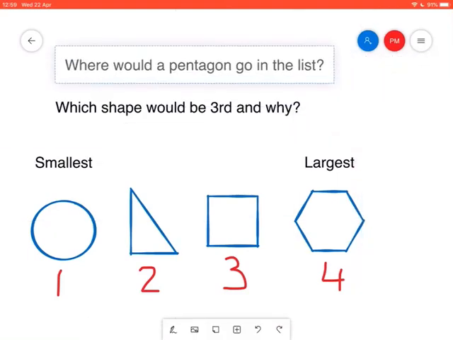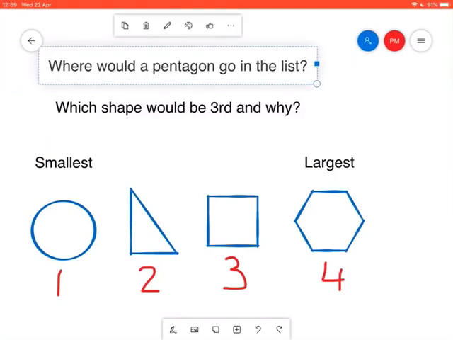So if we were to add a pentagon into the mix, and we were going to increase our list to 5 different shapes, where would a pentagon go? Would it be at the smallest end? Would it be at the largest end? Would it fit in between 2 different shapes? So you're going to have to think again, how many sides does a pentagon have? And is it bigger, is it smaller than certain shapes? And where would it go?